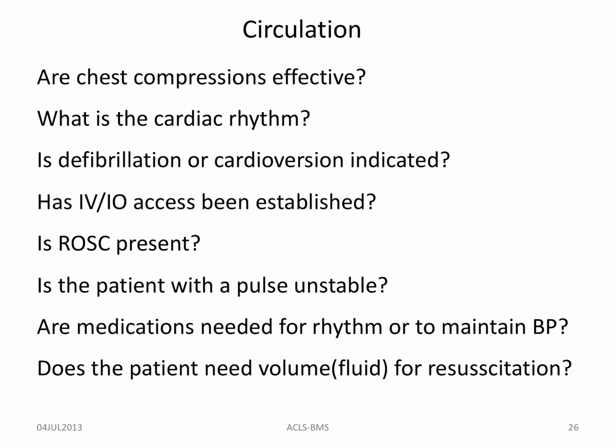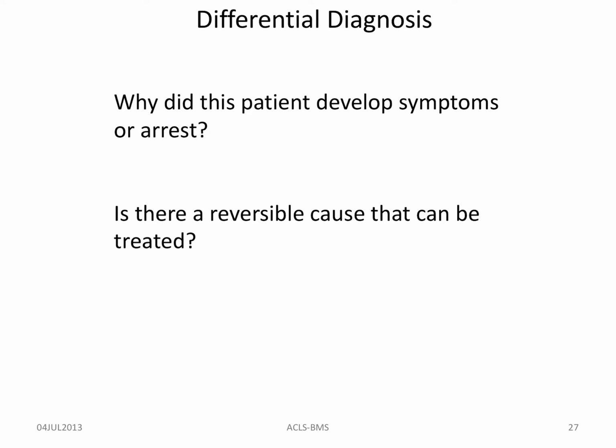Now, is resuscitation of the circulation present? Is the patient with a pulse unstable? Are medications needed for the rhythm to maintain BP? I will tell the basic medications also in these slides. Does the patient need volume or fluid for resuscitation? These are the things which need to be taken into account once we are assessing the circulation of the patient.